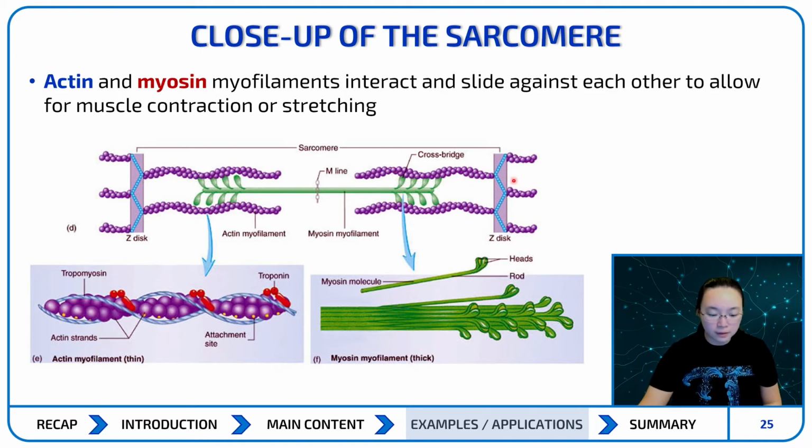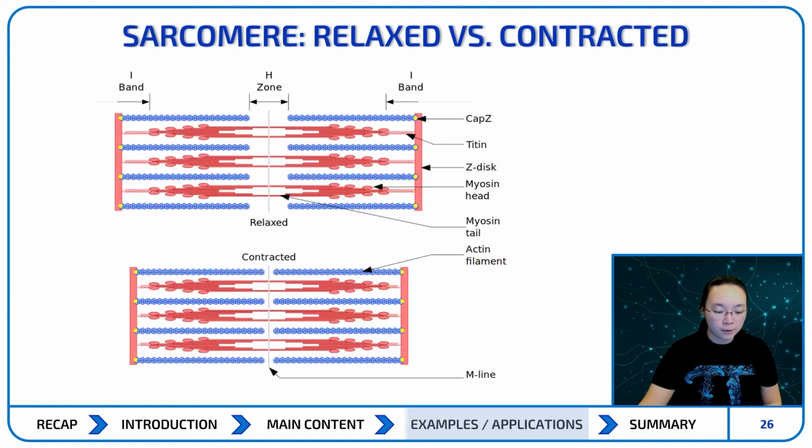Let's see. I want to take a look at the different zones now. So here's another depiction of the sarcomere. So you have your actin filament in blue, and you have the overlapping myosin filament in red. So in this image, at the top, you have a relaxed sarcomere, and at the bottom, you have a contracted sarcomere.